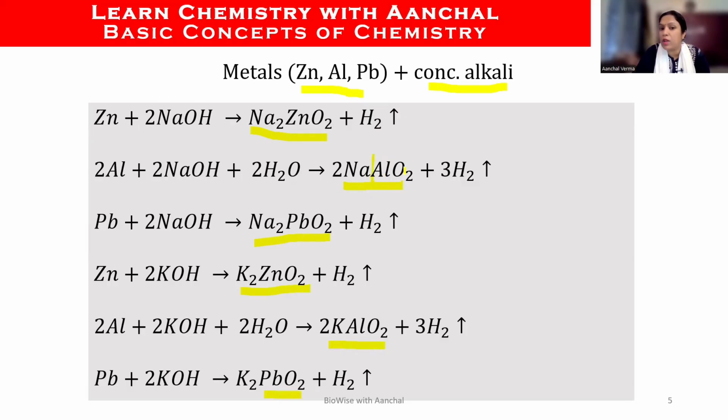Aluminate ion, meaning this whole part will be an aluminate ion. So this is plus, so this has to be minus. It has a minus charge. So here aluminate is AlO2 minus, zincate is ZnO2 2 minus, and plumbite is PbO2 2 minus. Understood? So by seeing the formula also you can find out the charge on the anion formed.